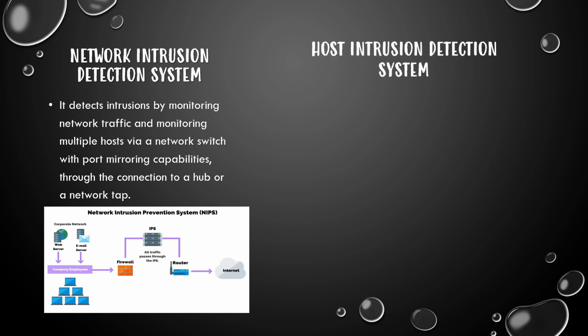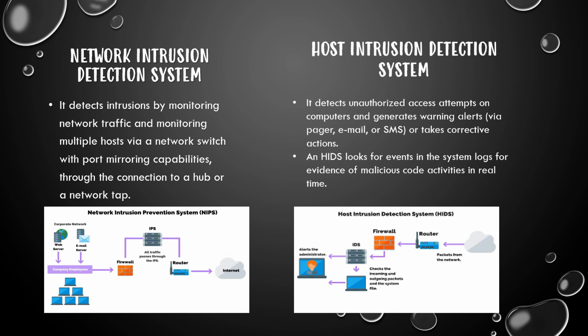Next is the host intrusion detection system. A host intrusion detection system is one of the first lines of defense for electronic information systems against attackers. It detects unauthorized access attempts on computers and generates warning alerts via pager, email, or SMS, or it takes corrective actions. An HIDS looks for events in the system logs for evidence of malicious code activities in real time. Other features of an HIDS include checking critical system file changes and accesses for attempts to tamper with information or evidence of modifying users' privileges.